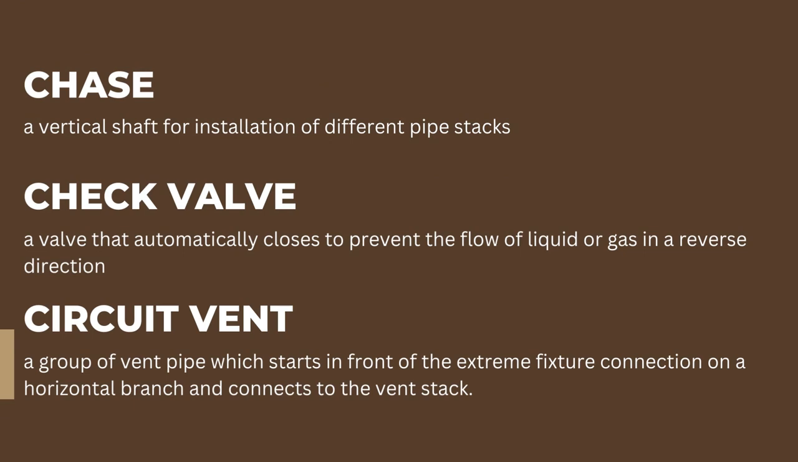Chase: a vertical shaft for installation of different pipe stacks. Check valve: a valve that automatically closes to prevent the flow of liquid or gas in a reverse direction. Circuit vent: a group of vent pipe which starts in front of the extreme fixture connection on a horizontal branch and connects to the vent stack.